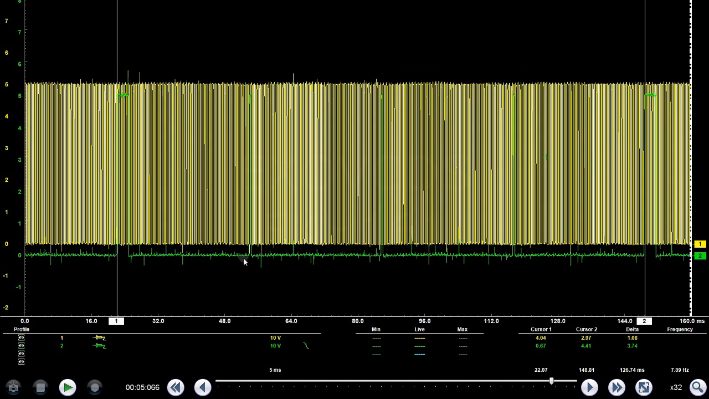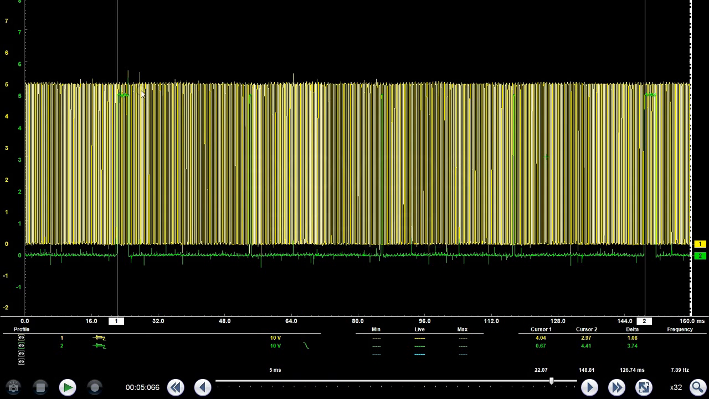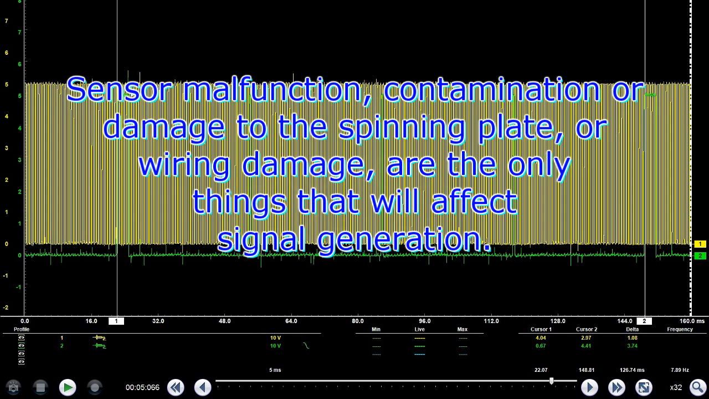And you don't have to worry about syncing of these because they're on the same plate. I'll attach a picture in this video so you can see. There's no way for these signals to become staggered. The only thing that can happen is a signal being lost due to internal electronics in the distributor, be it a transistor or whatnot, and that's what was happening in this vehicle.